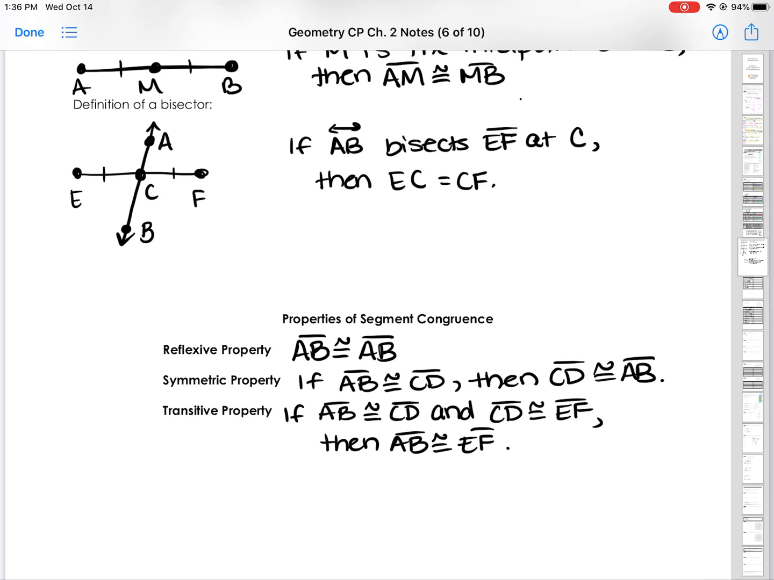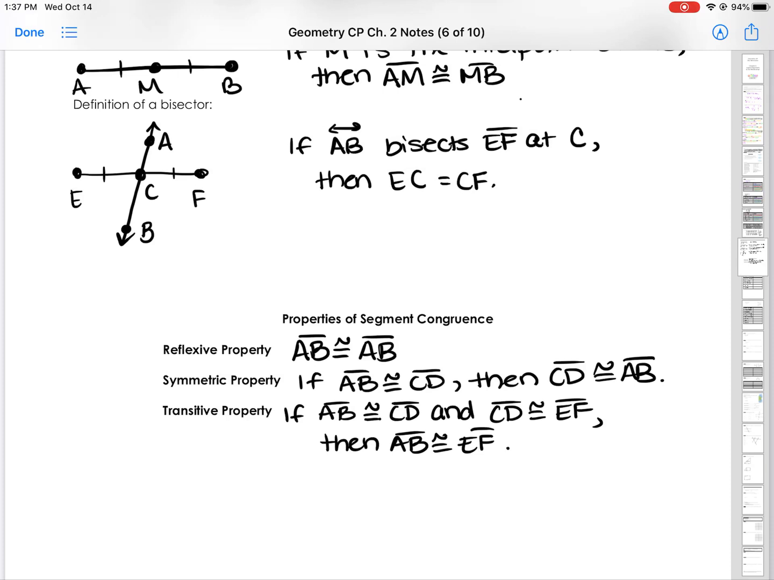We also can use our reflexive, symmetric, and transitive properties from the other day, but now we can use them with segments. So if we're using the reflexive property, we would just write the same thing twice. If we're using the symmetric property, we're reversing the order. So if AB is congruent to CD, then I can flip it around and say CD is congruent to AB.